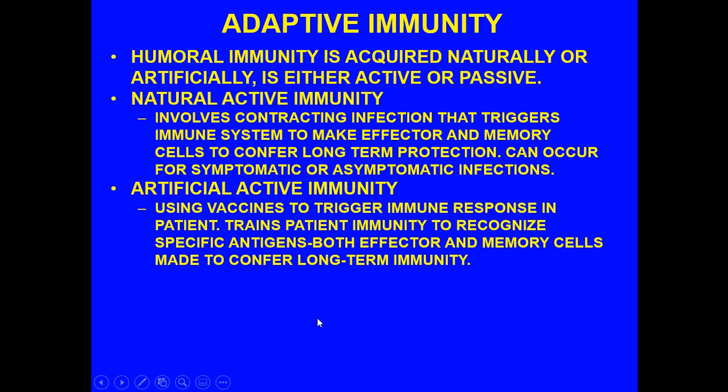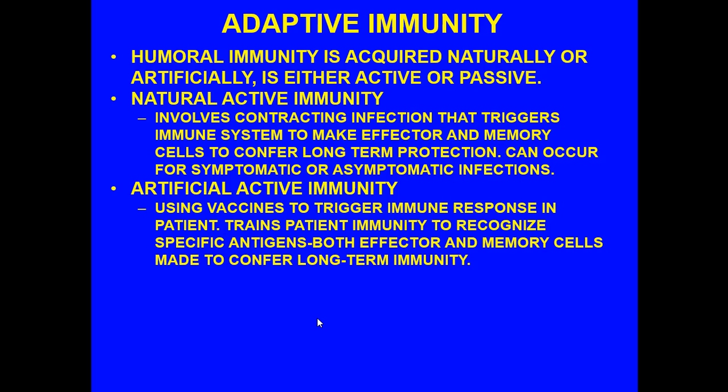Now, we're going to talk for a minute about humoral immunity, and basically humoral immunity can be in several different statuses: naturally acquired or artificially acquired, and either active or passive. Now, I'm going to clarify each one and try to give you some sort of an example for each. I do encourage you to review this because it's very important.